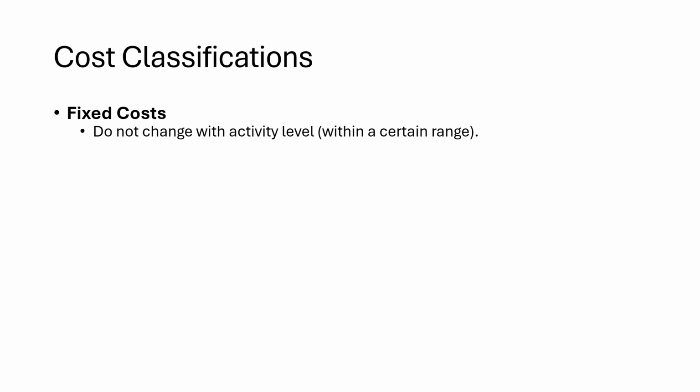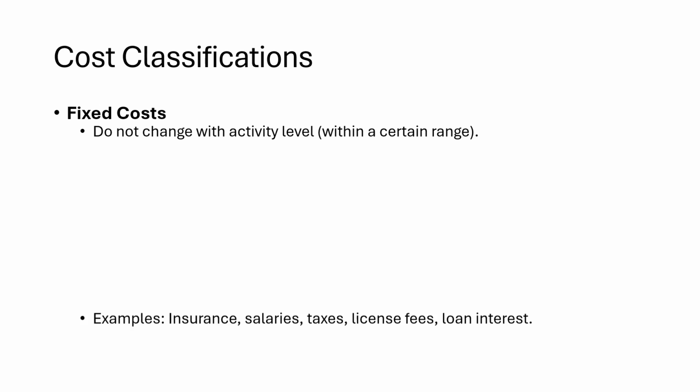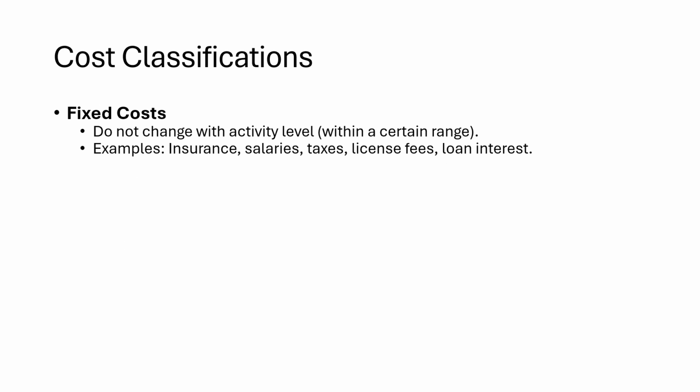To perform engineering economic analysis, we need to understand the various types of cost classifications, the different types of cost. The first classification is the fixed cost, which does not change with any activity level. So the building, the physical building itself, the insurance, salaries, taxes, license fees, loan interest, this has nothing to do with the per unit production.